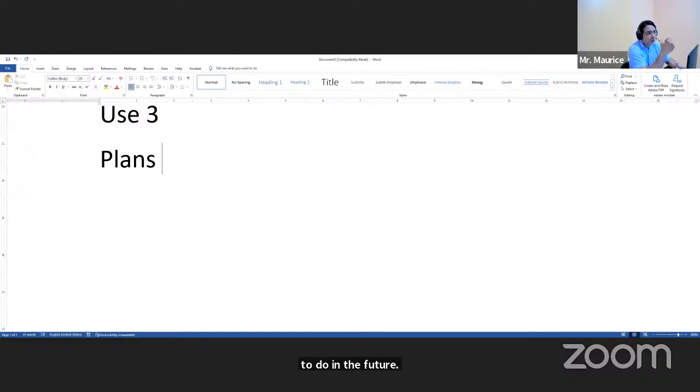Okay? El uso número 3, el que vamos a ver ahora, podría decirse que es uno de los principales de esta estructura, del be going to, que lo vamos a utilizar para describir una actividad o un evento que ya ha sido planificado, ya ha sido decidido. En otras palabras, a eso se lo denomina planes. Es el tercer uso del be going to. Describe plans.